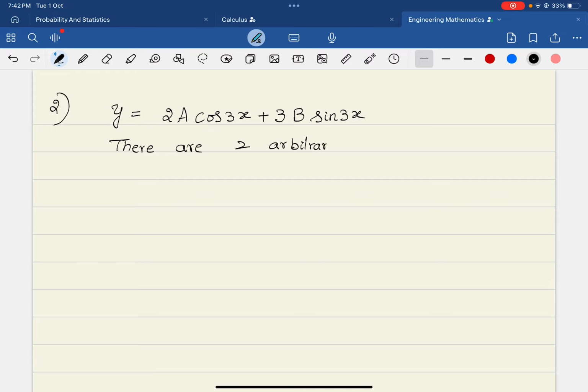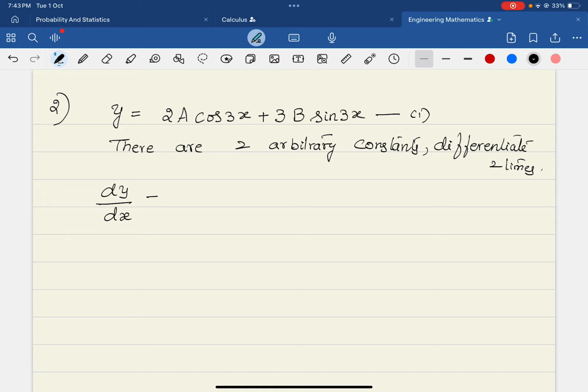So we have to do the differentiation 2 times. 2 arbitrary constants, so differentiate 2 times. So what we do now here? Find dy by dx. So let us see now in the equation, call it as equation 1.